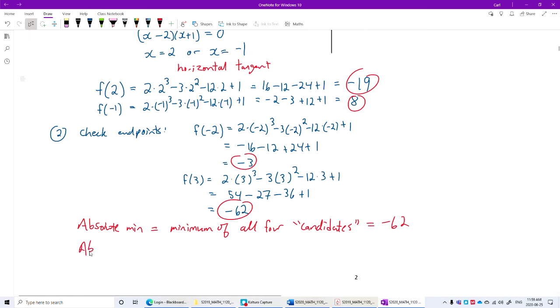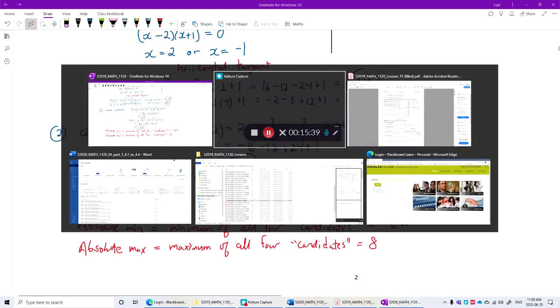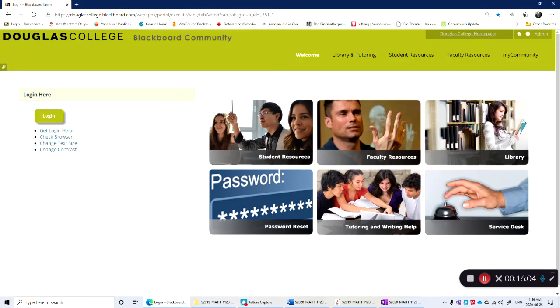The absolute max is the maximum of all four candidates, which is 8. So let's have a quick look at Desmos, make sure we have the right answer, double check what we've done.